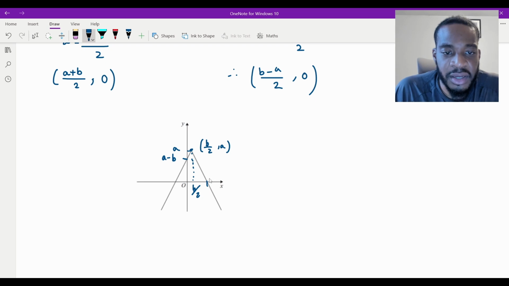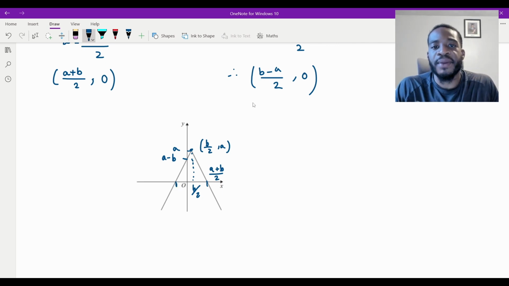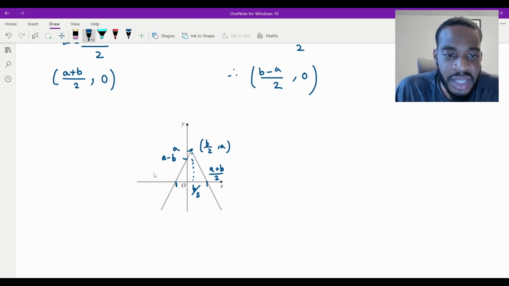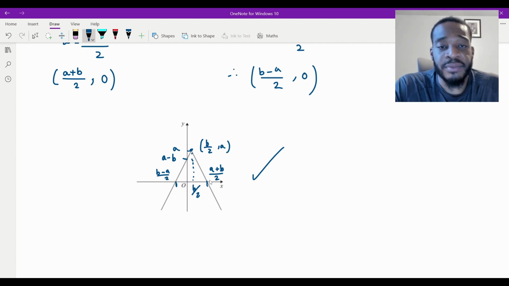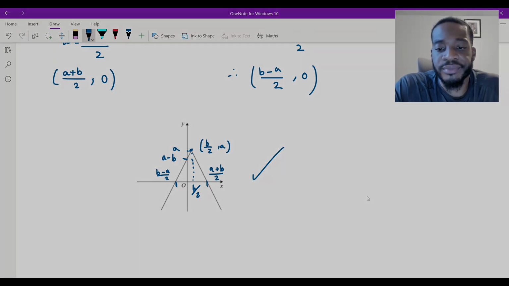And I'll write, let me do it here. All right, a plus b over 2. That's that point there. And then this point over here, b minus a. If a is greater than b, then b minus a is negative, right? So that is going to be over there. So b minus a over 2. And yeah, that would be it. We've labeled everything. We've got our vertex, we've got our y-intercept, we've got our x-intercepts. And yeah, that's it. Finished.